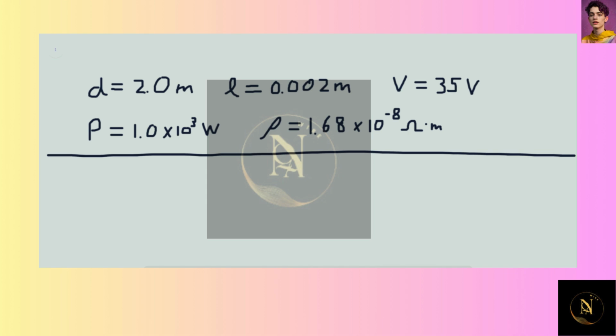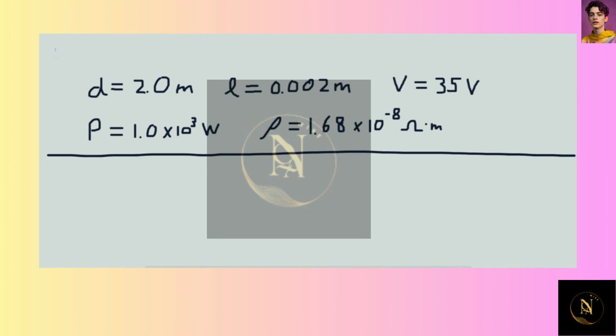We're also told that the power supply has a voltage V of 35 volts and a maximum power output of 1.0 kilowatts, which I call P of 1.0 times 10 to the third watts. We know the wire here is a copper wire. So I also write the resistivity of the copper as rho, 1.68 times 10 to the minus 8 ohm meters.